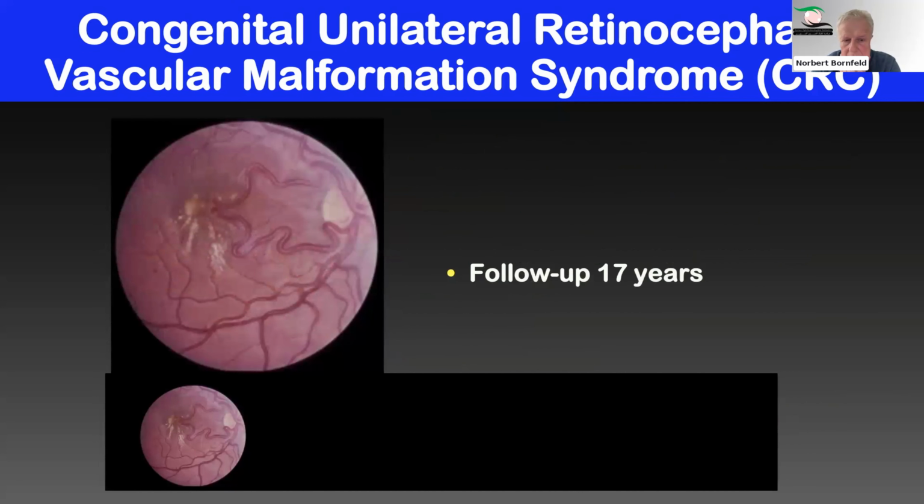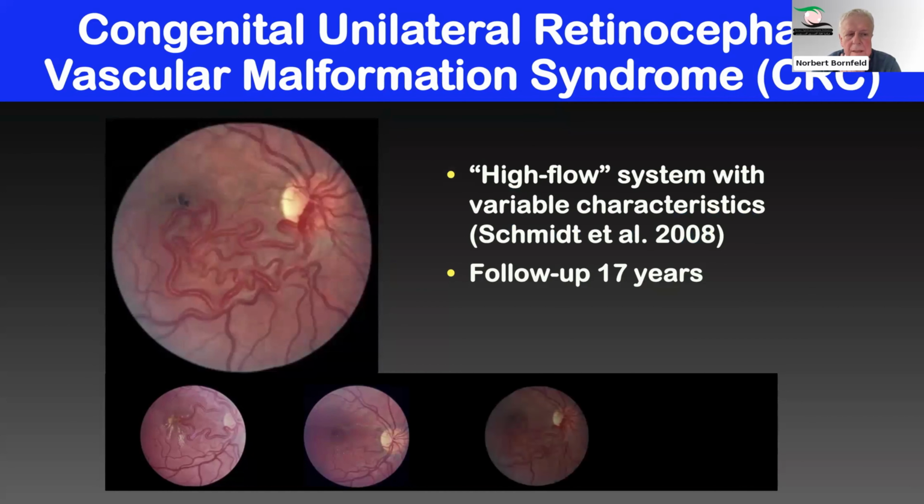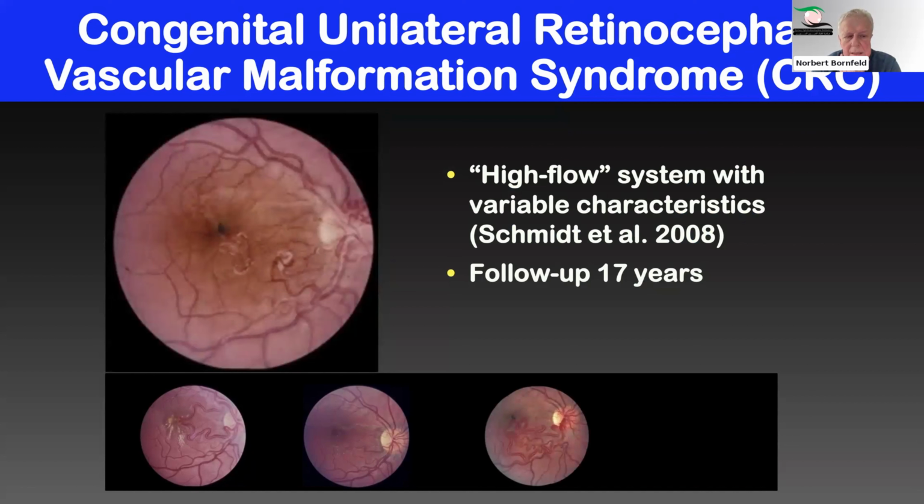And these may change. It's a follow-up over 17 years of the same patient. If you just look, there are some shunts disappearing, new shunts may occur, and there's another shunt and it looks different. So it's very little understood. We just don't know how that works. It's a high flow system and it may change over a long time, but there's no treatment.